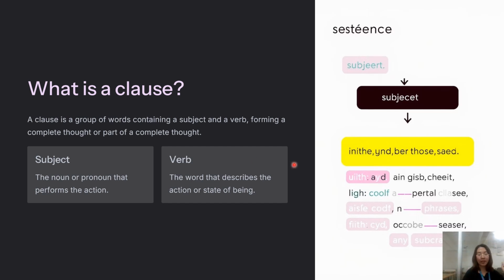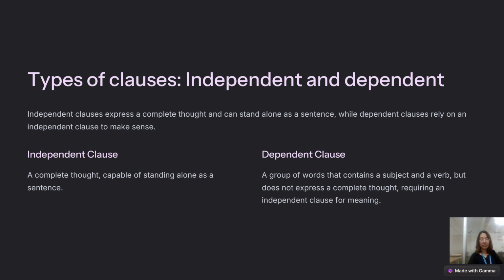The next topic is types of clauses, independent and dependent. An independent clause expresses a complete thought and can stand alone as a sentence, while a dependent clause relies on an independent clause to make sense. Under independent clause, we have a complete thought capable of standing alone as a sentence. Meanwhile, a dependent clause is a group of words that contains a subject and a verb but does not express a complete thought, requiring an independent clause for meaning.